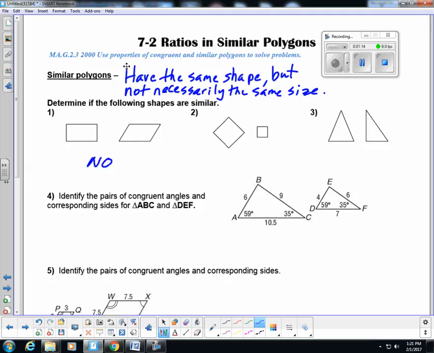So number one, are those shapes similar? No, because they're not the same shape. This one is a rectangle. This one is a parallelogram. Number two, are those similar? Yes, they're both squares, but they're not the same size. And then number three, are those similar? No, they're both triangles, but one is a right triangle and the other is an acute triangle. Okay, they're not the same shape. So the reasons number 1 and 3 are not similar is because they're not the same shape.